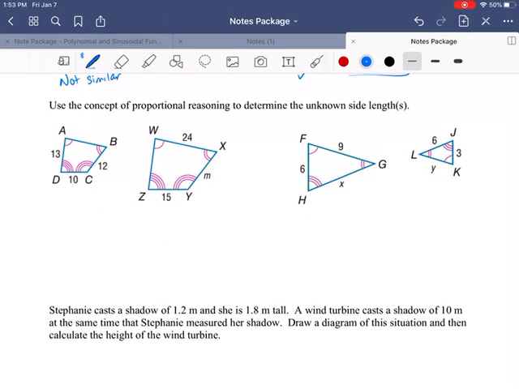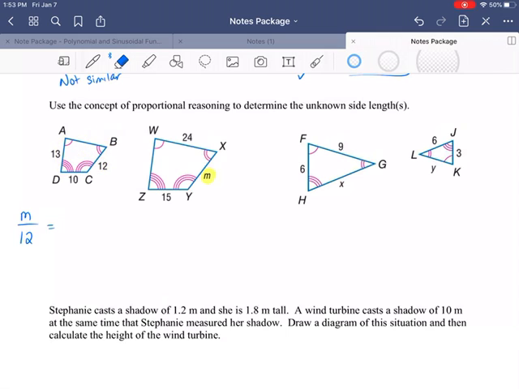We're going to use proportional reasoning to determine the unknown. So in this case, the unknown is m. So start with your unknown. And what side on this shape is the same? And it appears to be 12. So we're going to put m over 12.